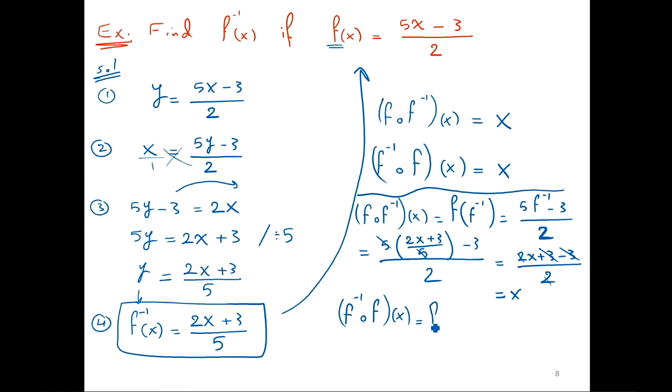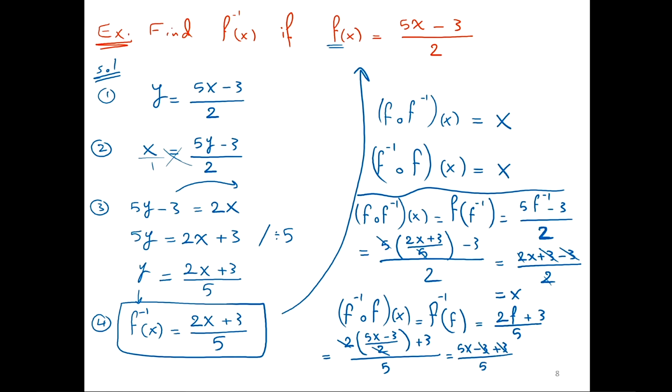So we need to find f inverse and substitute f in f inverse. So we have (2f + 3)/5, and this equals... what's the value of f? (5x - 3)/2 plus 3, over 5. Cancel the 2 with 2. So we have (5x - 3 + 3)/5. Cancel negative 3 with positive 3, and 5 with 5. So we have x.